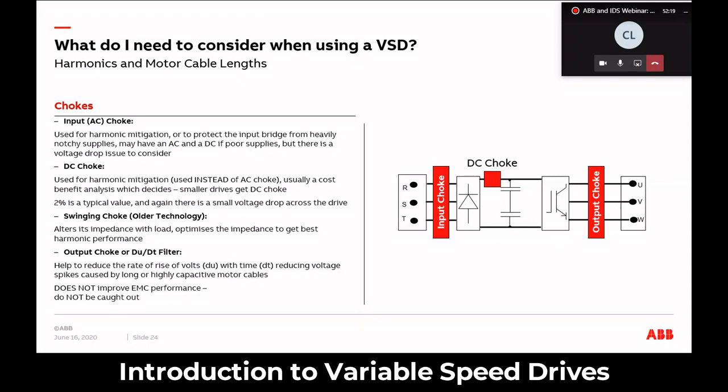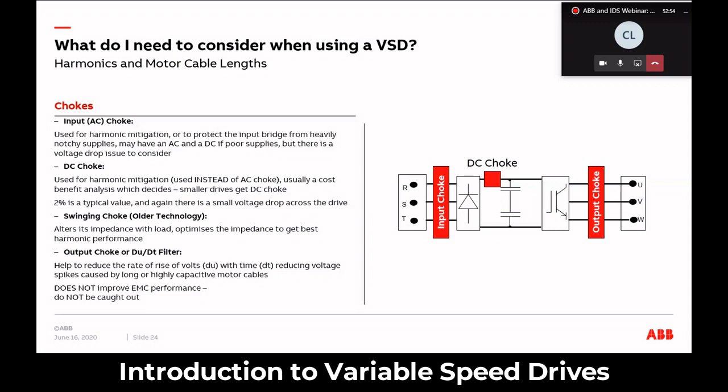But from an output perspective, and this is more when you're looking at long motor cable lengths, there's using output chokes or dU/dt filters. And if we refer back to how the drive produces that PWM signal, there are certain periods where those pulses can produce very high peaks at the startup, to a point where it can be up to 2 times the motor nominal voltage.